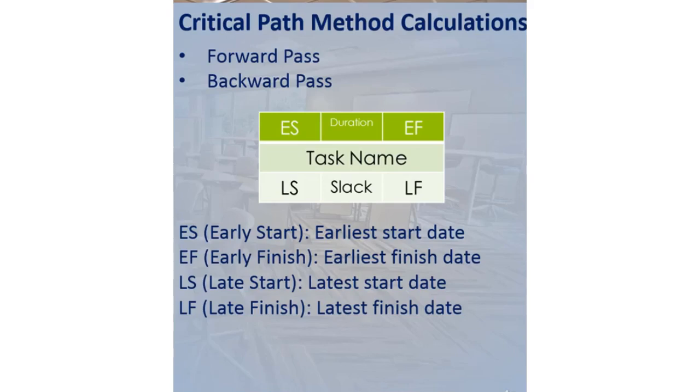LF is the abbreviation for late finish. This term represents the latest completion time of a task without affecting the finish date of the project. If you complete this task at this date, the deadline of the project will not be affected.